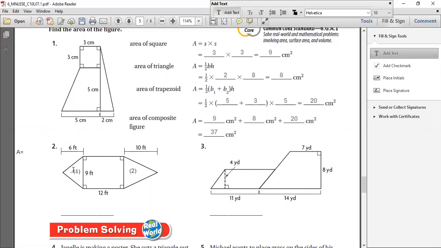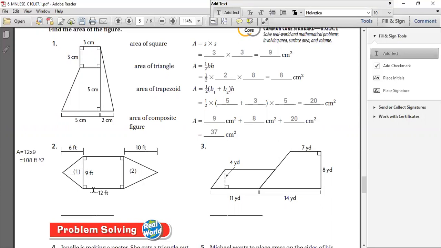Okay. So the length of the rectangle is 12 and the width of the rectangle is 9. So how much is 9 multiplied by 12? That's going to give you 108 square feet. Okay, now moving on to the next one.